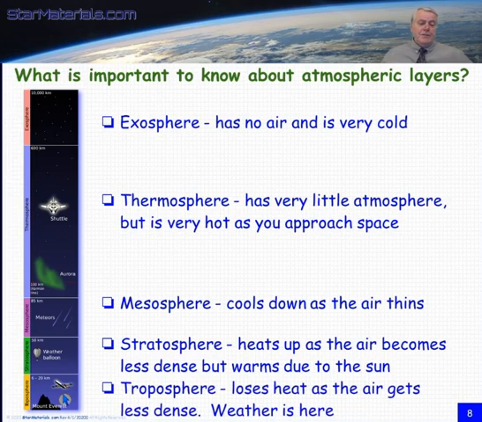And then the troposphere loses heat as the air gets less dense. All our weather is here. So as you go from the Earth's surface, it gets colder as you go up, then it gets warmer as you go higher, then it gets colder as you go higher, then it goes warmer as you go higher, and then in space, it's very cold.